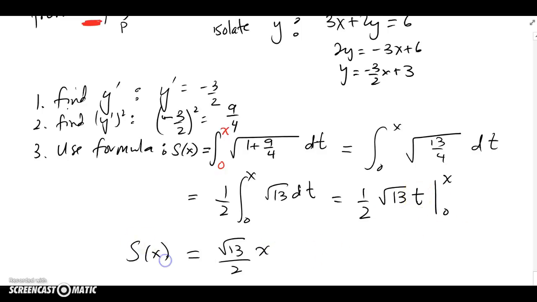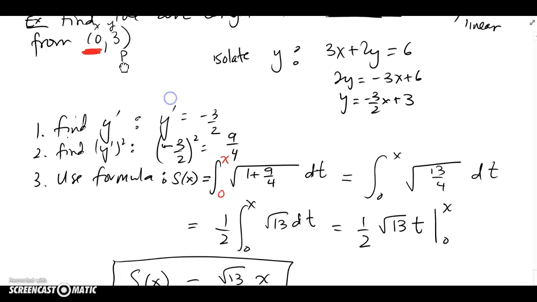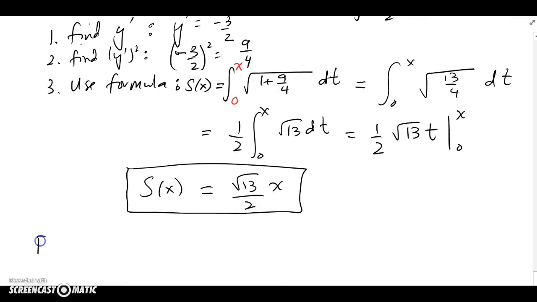So let's talk about what this function describes. I ended up with a linear function that gives me all the different arc lengths for this curve, starting at 0, 3 and going off to whatever x value I want to stop at. So for example, if I say find s of 2, you're going to get root 13, it looks like. Now, what does that mean? What did we just find?